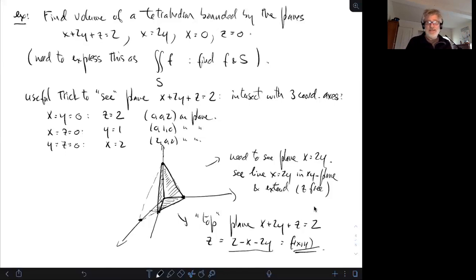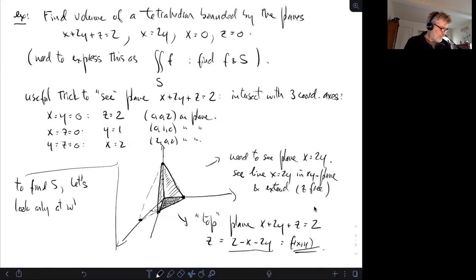So now we have to find S. That's the base of the tetrahedron, which is this part right here. Okay, so to find this, now I don't need to look at the 3D version. I'm just going to look at what's happening in the plane. So to find S, let's look only at what happens in the xy plane.